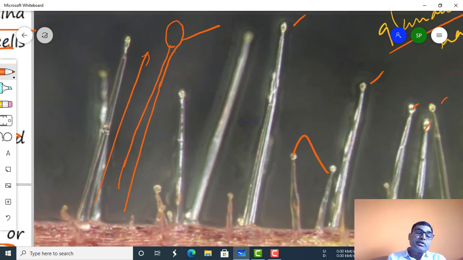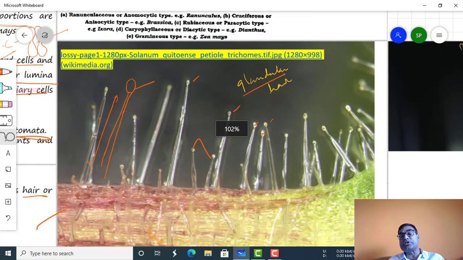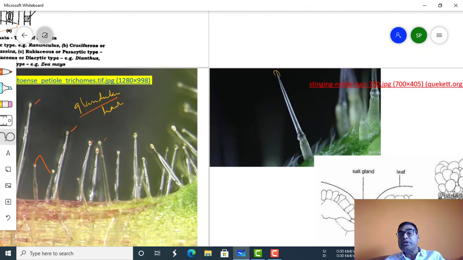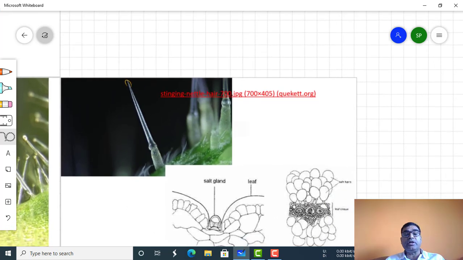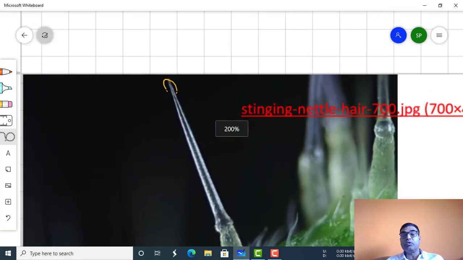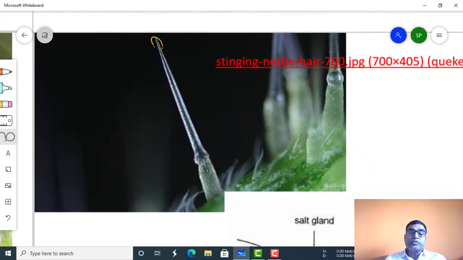Okay, this is one cell, this one is another cell. So this is a multicellular structure and this is a glandular hair. If you see here, this is a stinging hair. We'll come across this. So this is a multicellular structure. This is a multicellular glandular hair. This is a foot and this one is a body.